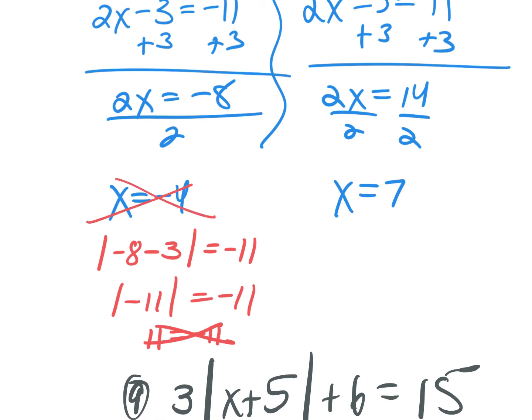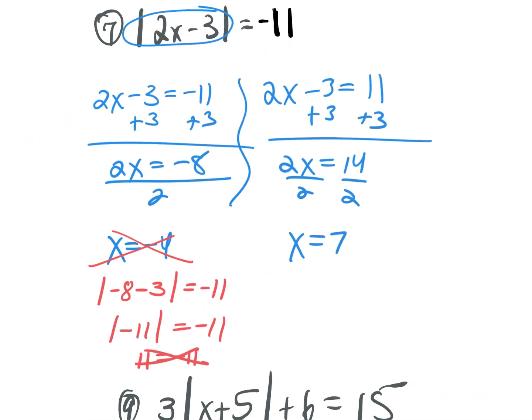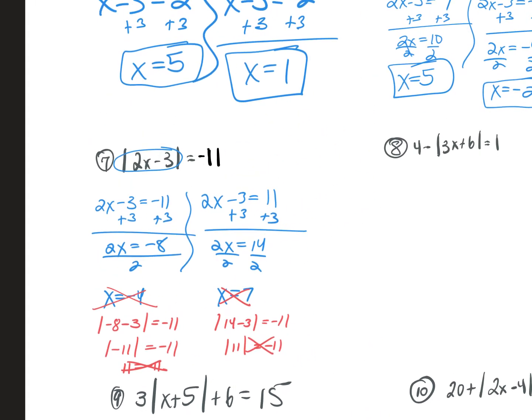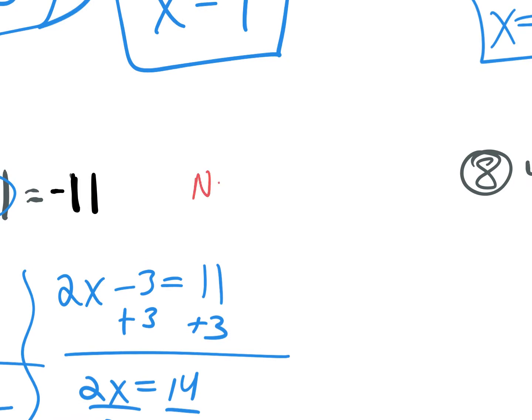All right, let's try 7. 7's positive. Maybe that'll work. So I have the absolute value of 2 times 7 is 14 minus 3. Does that give me negative 11? Well, what's 14 minus 3? Does the absolute value of 11 equal negative 11? No, it does not. So what is my answer here? No solution. Yes, ma'am. So we automatically see a negative in the answer.